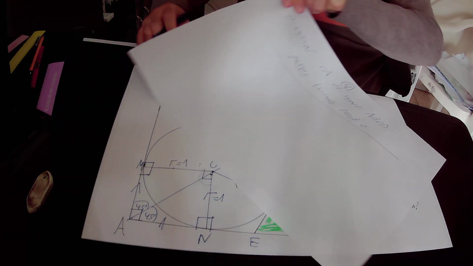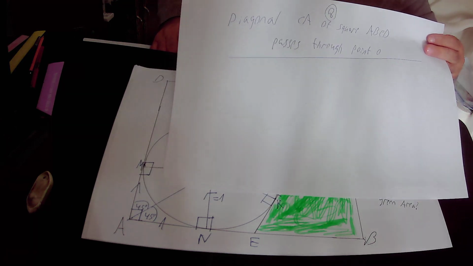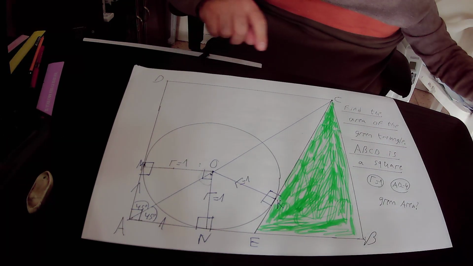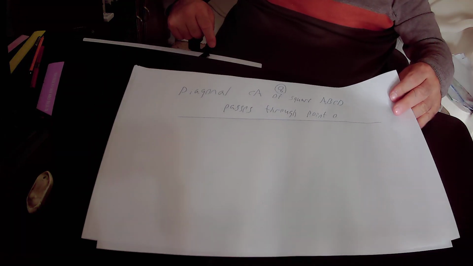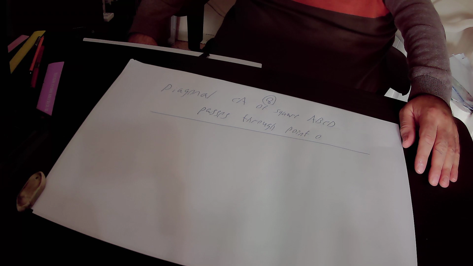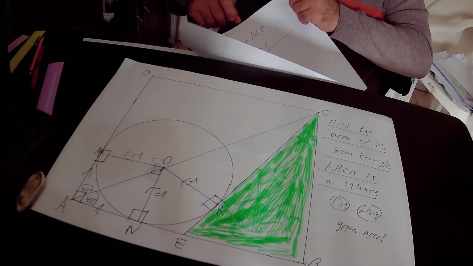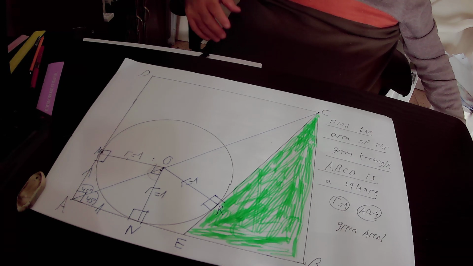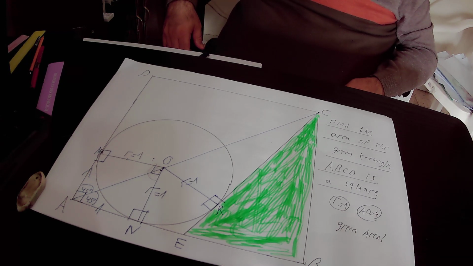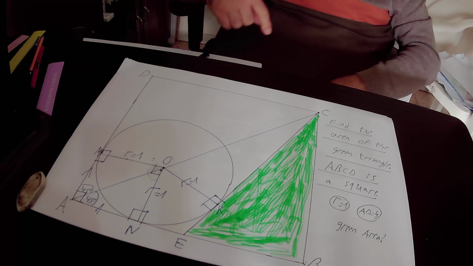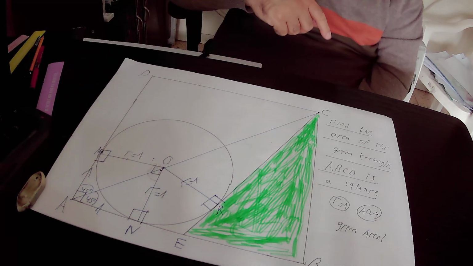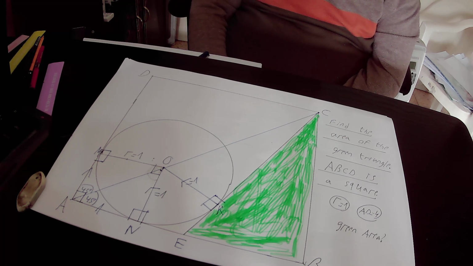I repeat again. From the fact that angle OAB equals angle CAB, we will conclude that the diagonal CA of square ABCD passes through point O. Why must diagonal CA pass through point O? Because we know that angle CAB is equal to angle OAB, it is impossible that diagonal CA will not pass through point O.